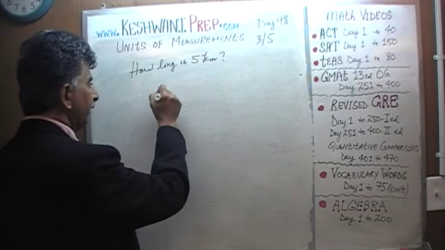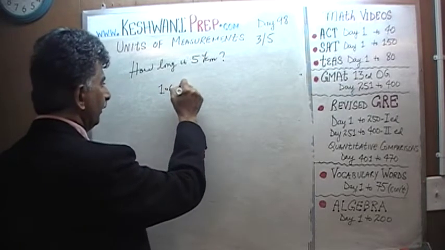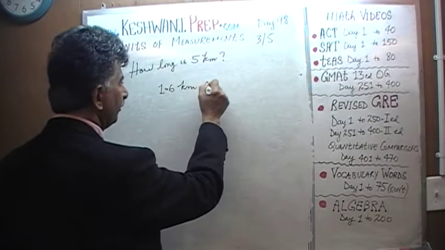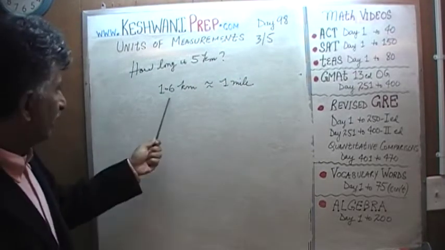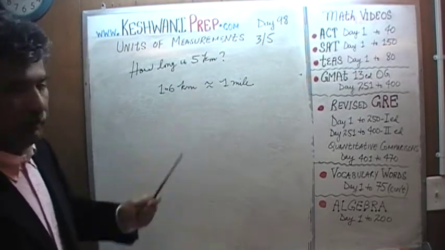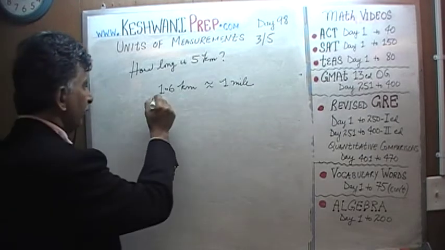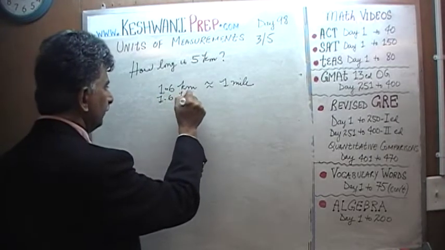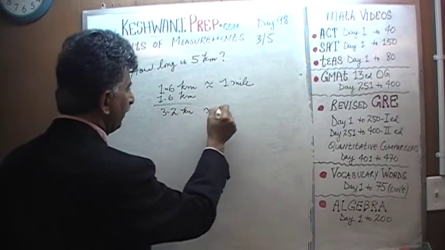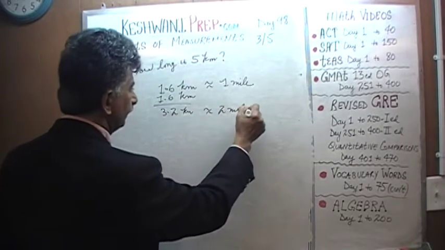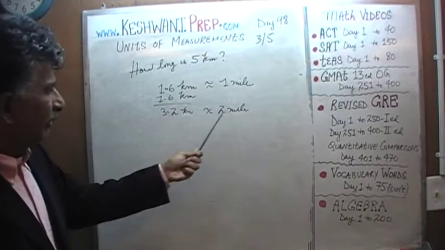We learned yesterday that it takes 1.6 kilometers to make 1 mile, approximately. Doesn't have to be precise, as I said, 1.6. We don't want 1.6, we want 5 kilometers. So let's add one more 1.6 kilometers. And that'll be 3.2 kilometers. And that's about 2 miles. So approximately 3 kilometers make 2 miles.